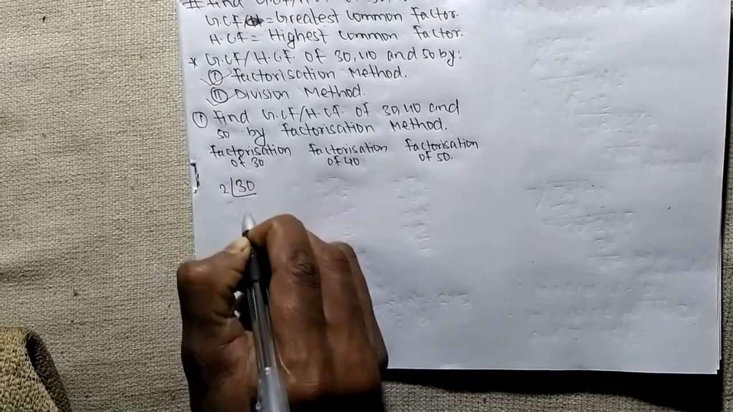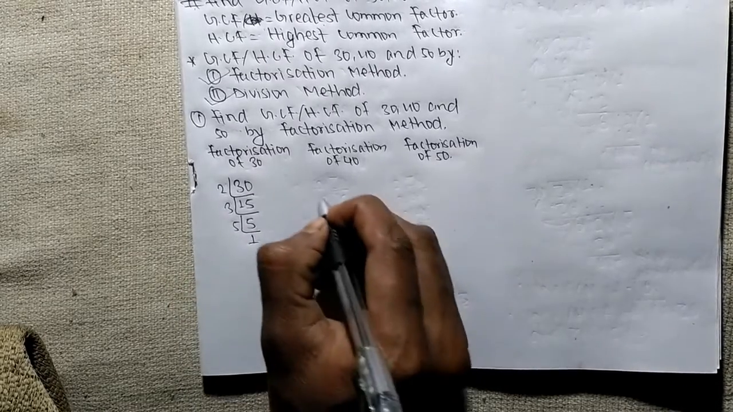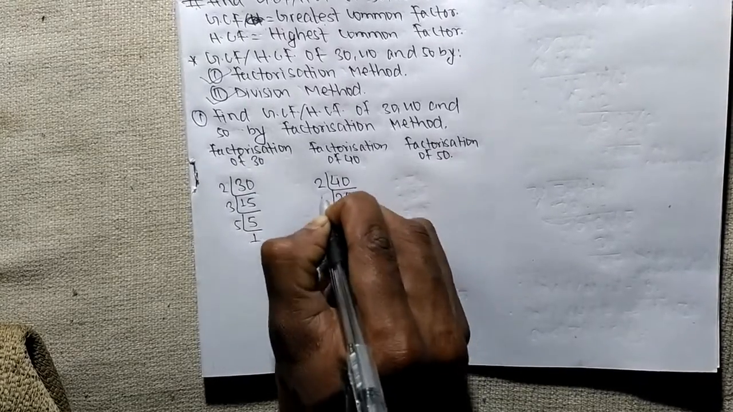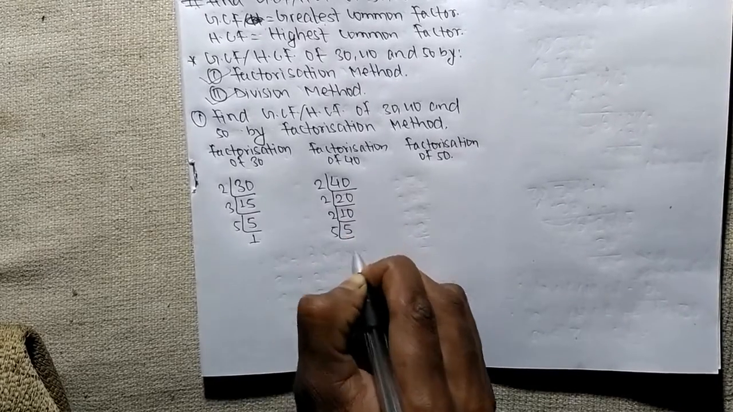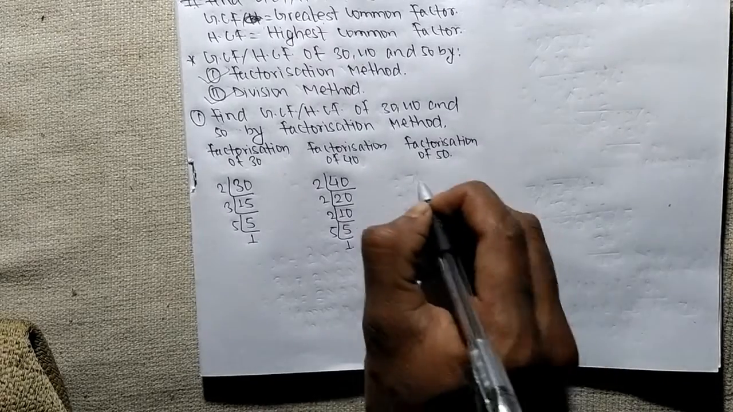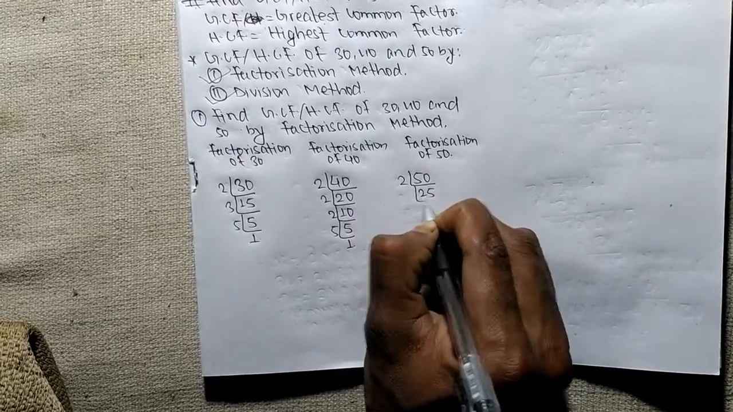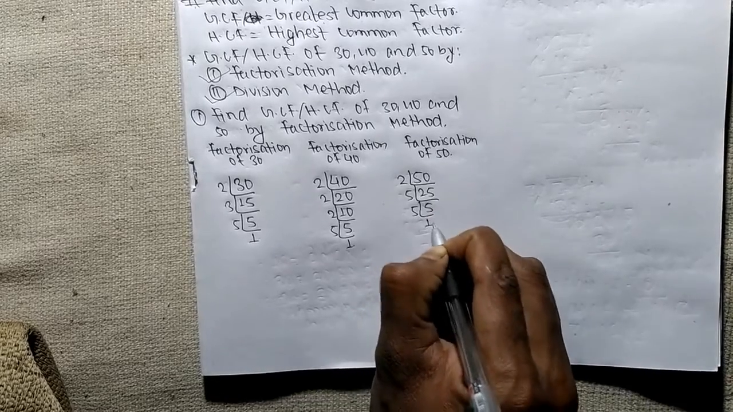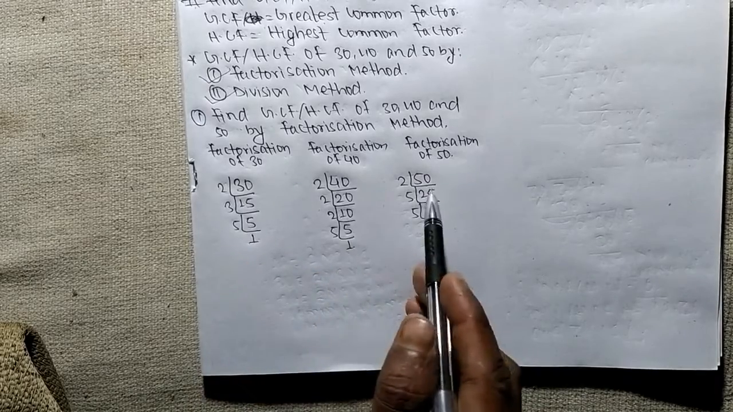It is 2 times 15 means 30, 3 times 5 means 15 and 5 times 1 means 5. Like as we take the prime factors of 40. It is 2 times 20 means 40, 2 times 10 means 20, 2 times 5 means 10 and 5 times 1 means 5. Like as we take the prime factors of 50 also. It is 2 times 25 means 50, 5 times 5 means 25 and 5 times 1 means 5. As you look here, we have taken the prime factors of 30, 40 and 50 separately.